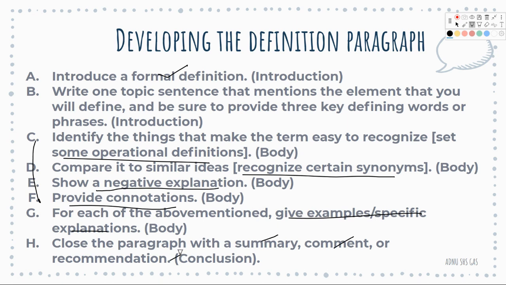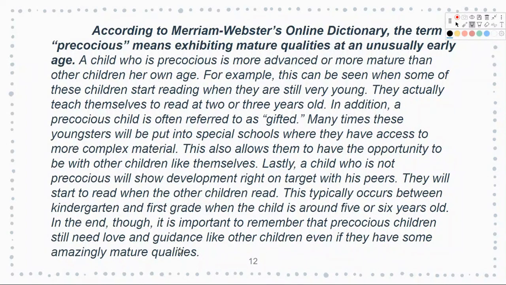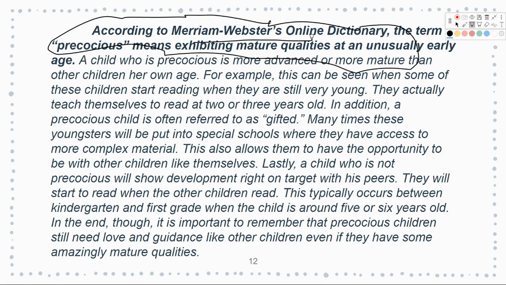Now, let's check out some examples here. I have here a particular paragraph which talks about a child who is precocious. Okay, so let's take a look at how the introduction was started in this definition paragraph. Notice that we began the topic sentence with a formal definition. The formal definition is from Merriam-Webster's online dictionary.